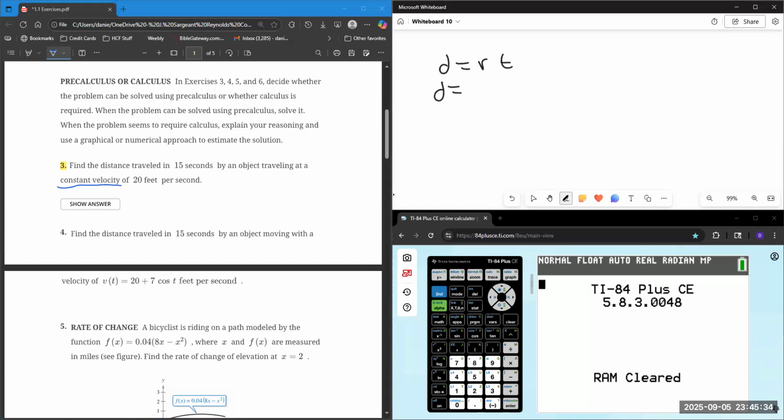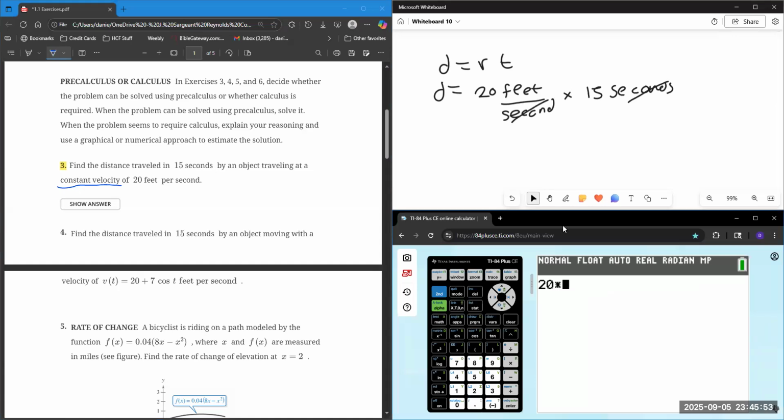Distance is going to be a rate of 20 feet per second times 15 seconds. And in dimensional analysis, our seconds will cancel. We have 20 times 15. It's going to give us a distance of 300 feet.